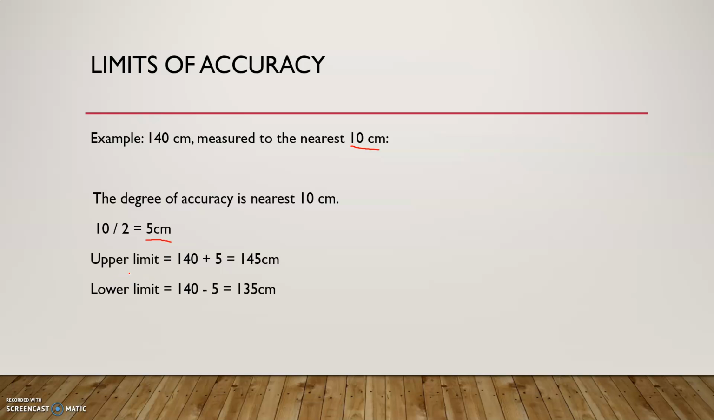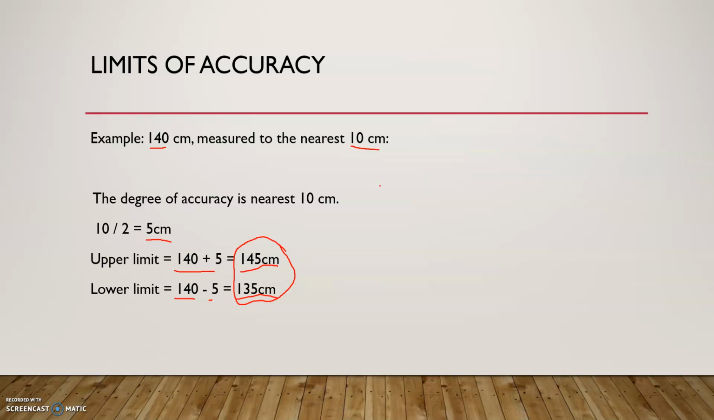Now we need to work out the upper limit and lower limit. To work out the upper limit, we have to add the half to this number. So we go 140 plus 5. The upper limit would be 145 centimetres, and the lower limit would be 140 minus 5, which would be 135 centimetres. So our answer is 145 and 135. This is our upper limit and lower limit.